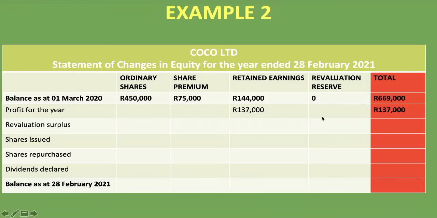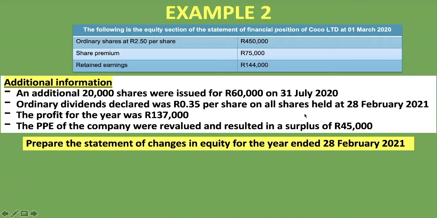The next thing that we have here is the revaluation surplus. And we know it's a surplus, remember that, because we were told that it resulted in a surplus of 45,000 rand. So since the assets, or the non-current assets, that being the property, plant and equipment of the company, was revalued and resulted in the surplus, we'll put the 45,000 rand as a positive.